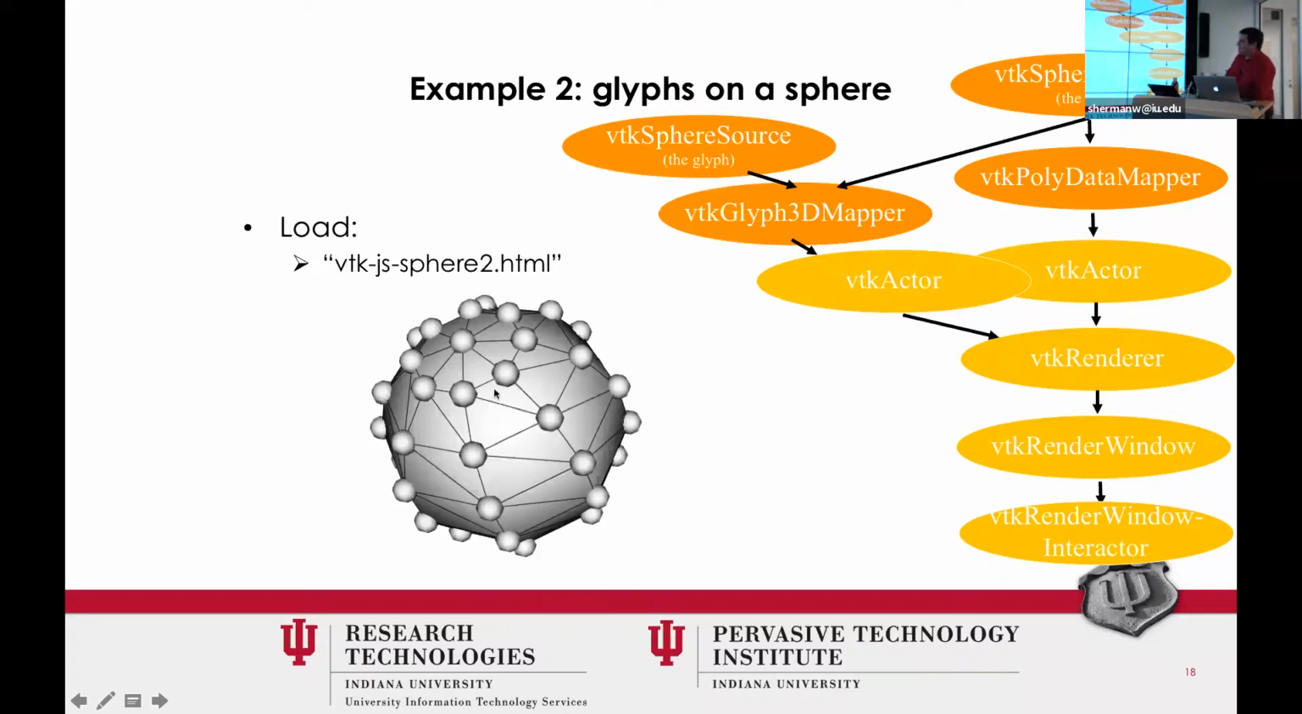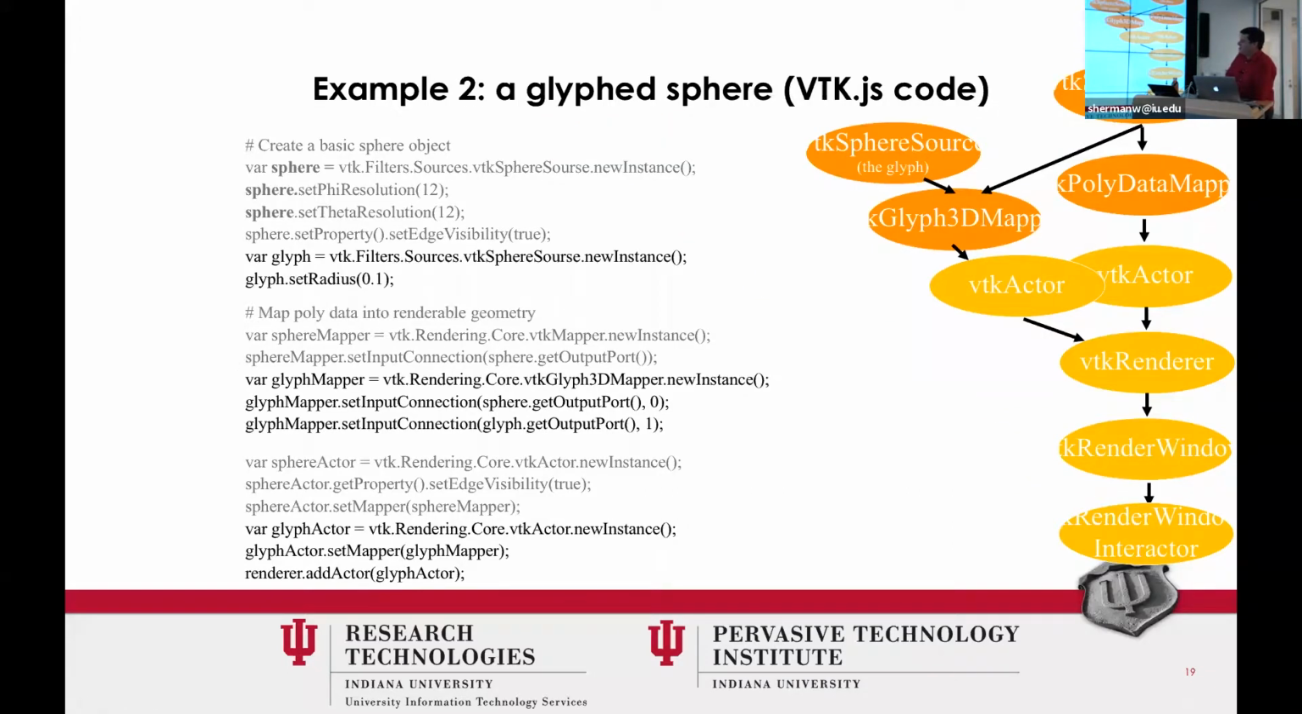And so I think I have some of that. I have highlighted here the new code in darker font. So we have a glyph, which is another sphere source. It's just a new instance of it. I set its radius to 1/10 of the default. I could also have done that as an argument to new instance. Then I have to create a new mapper, which is a different kind of mapper. It's the glyph 3D mapper instead of the poly mapper.